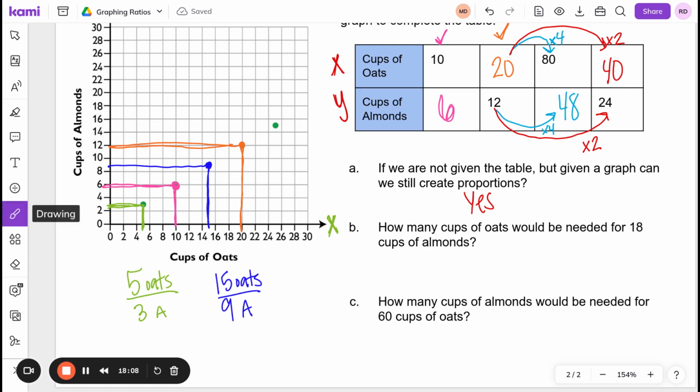So question B says how many cups of oats would be needed for 18 cups of almonds? I'm just going to use our starting ratio, which was 5 oats and 3 almonds. And we are turning the almonds into 18 because that's the new number given in the problem. So how do you turn a 3 into an 18? Well, you're getting bigger, so we're going to multiply. And 3 times 6 equals 18. Whatever you do to the bottom, you do to the top. And 5 times 6 is 30 cups of oats.